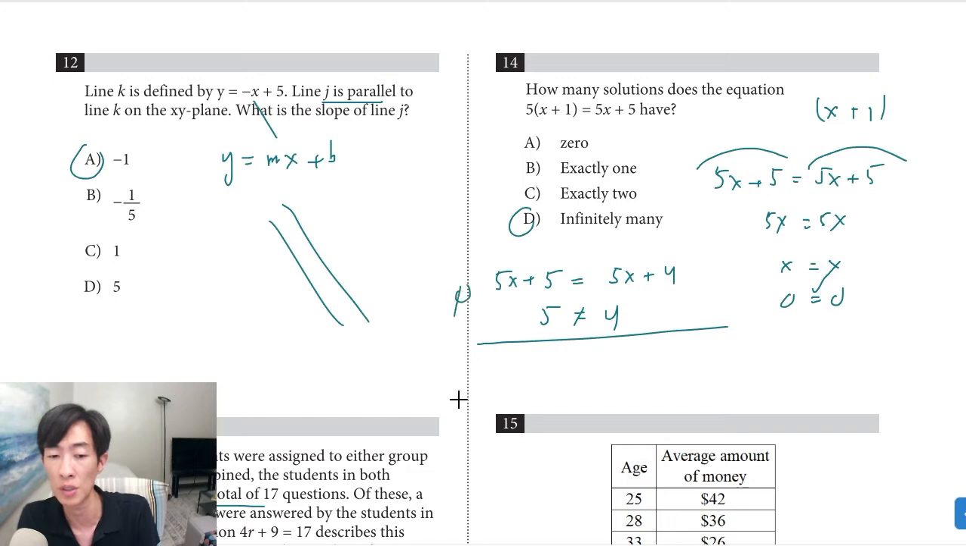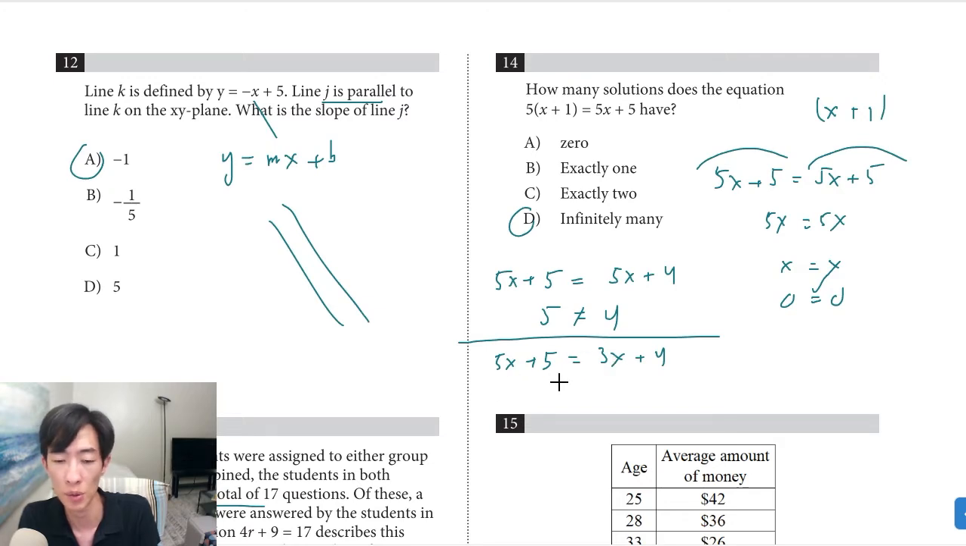So that would have no solutions. If it said something like 5x + 5 = 3x + 4, then this is a standard equation, because notice what happens. Subtract 5 on both sides, you get 5x = 3x - 1. Subtract 3x, you get 2x = -1. And divide both sides by 2, you get x = -1/2. So this example has one solution, which is what you generally see in school.